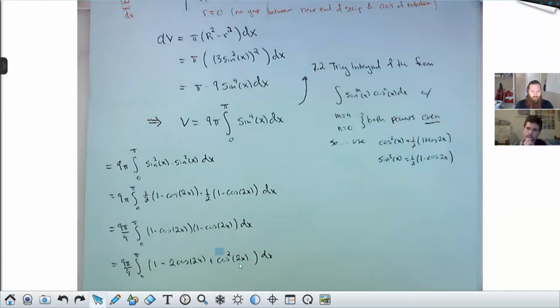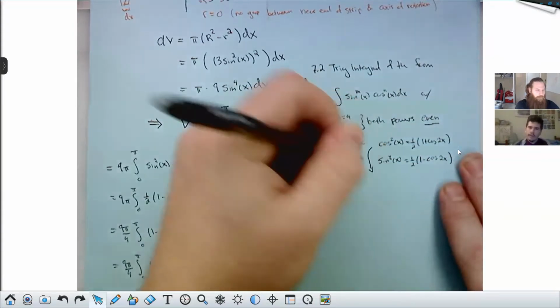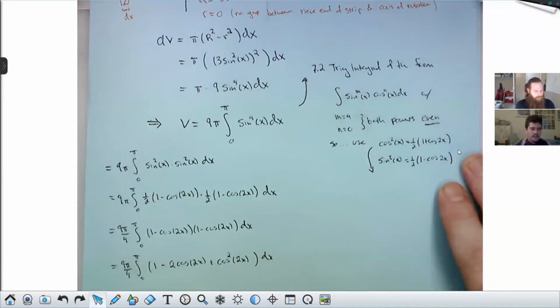So what I see here is a cos squared of 2x, which is a cos squared of something. So I have to use a modified form of this. Can we just isolate that as its own integral instead and make things a little easier? You could, but it's actually going to throw out another term that can be combined with this one. So I'll leave everything together for now.